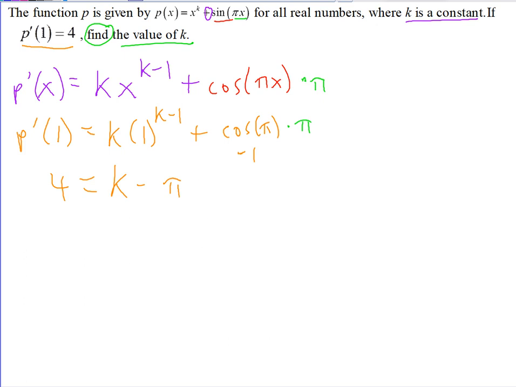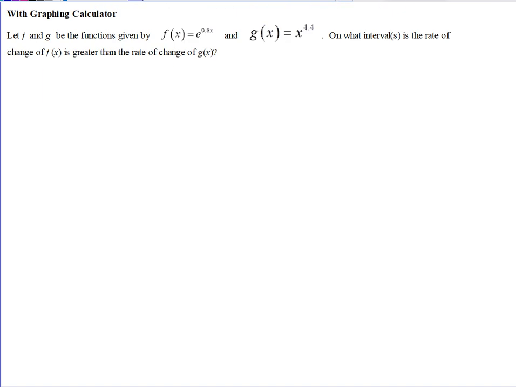And add over the pi, we end up getting k is... that's what it asked for, find the value of k. So go one more, a little different. This one we're going to use the graphing calculator on.